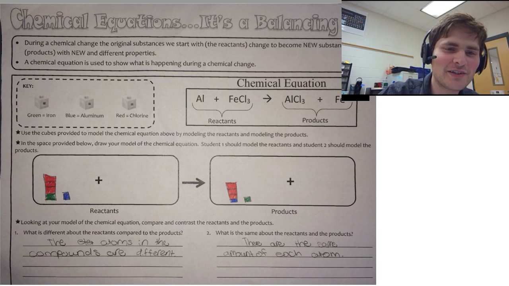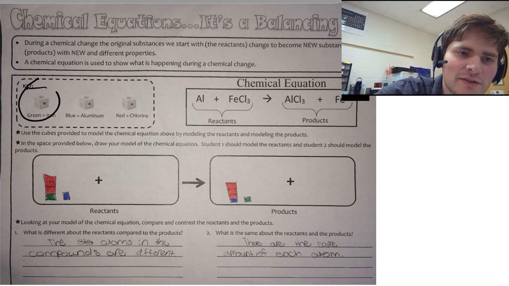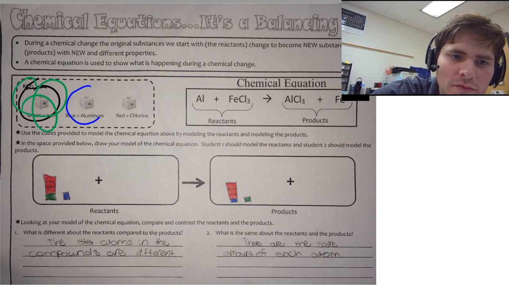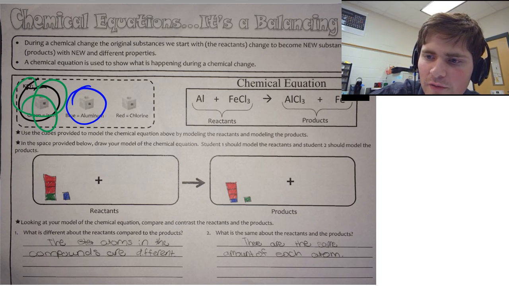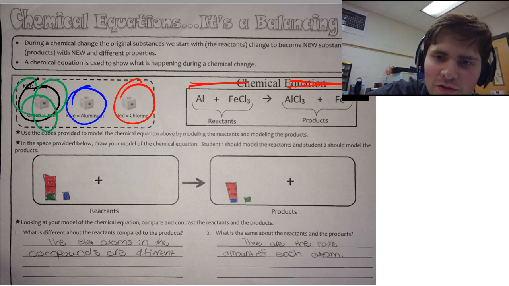So in your box here, you should have two different drawings, okay? And they give you the colors for this one. So here, green was selected as iron for your key, green. Blue is going to be aluminum, and red is going to be chlorine. So those are the blocks you're going to make, and then you have, again, your reactants and your products over here.